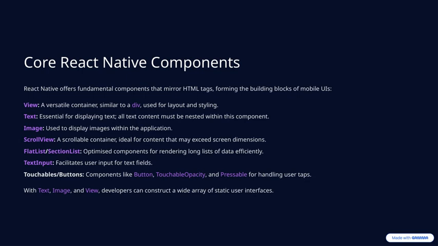Now, let's talk about the core React Native components, which are the fundamental building blocks for creating mobile user interfaces. React Native offers components that are very similar to HTML tags, making it intuitive for developers. First up is the View component. Think of it as a versatile container, much like a div in web development. It's used for layout and styling, helping us organize other components and structure our UI effectively.